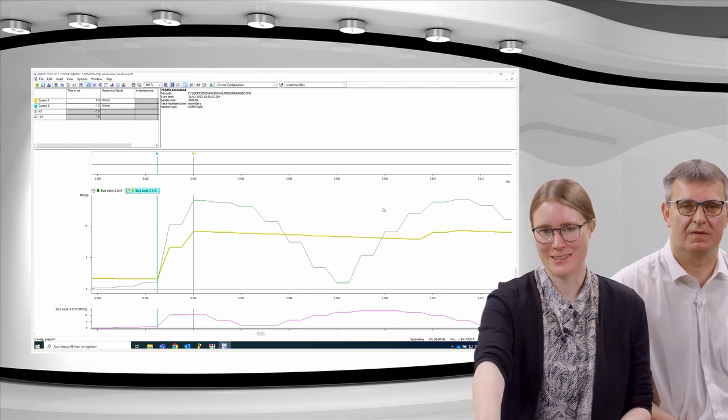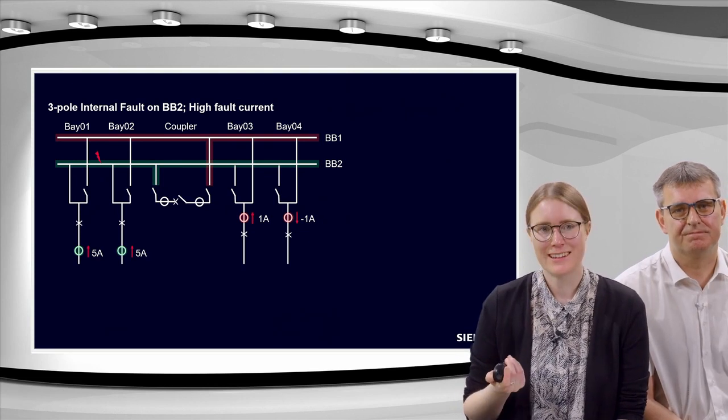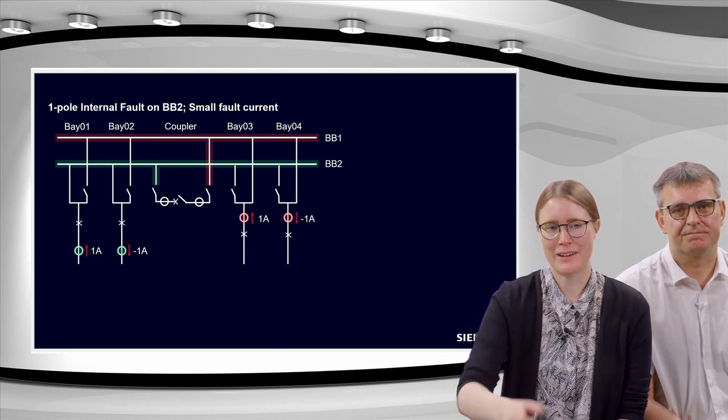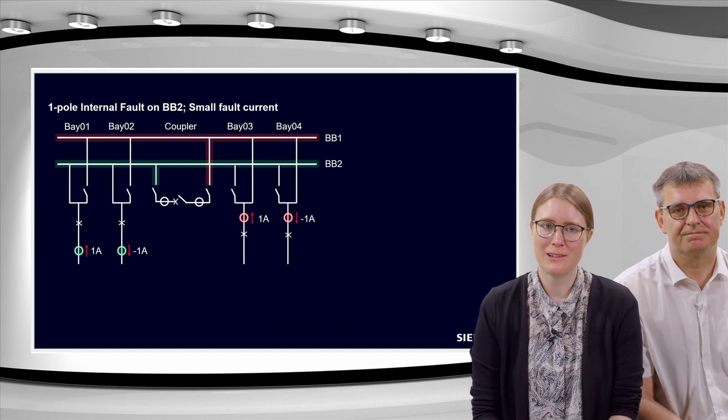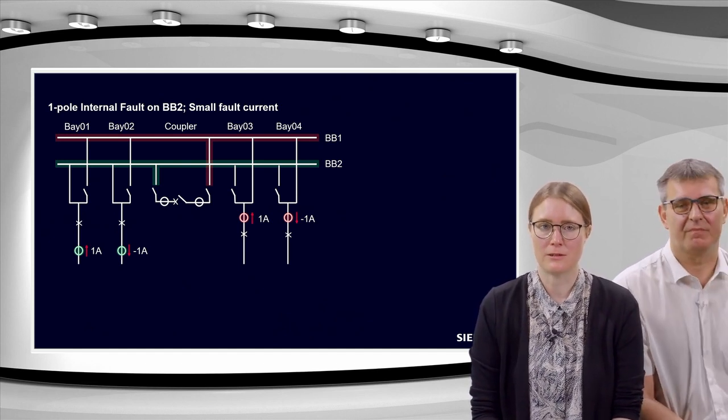Okay, enough about this fault. I need the slides again, please. Exactly. So we are now looking at a one-pole internal fault on Busbar 2 with a small fault current.